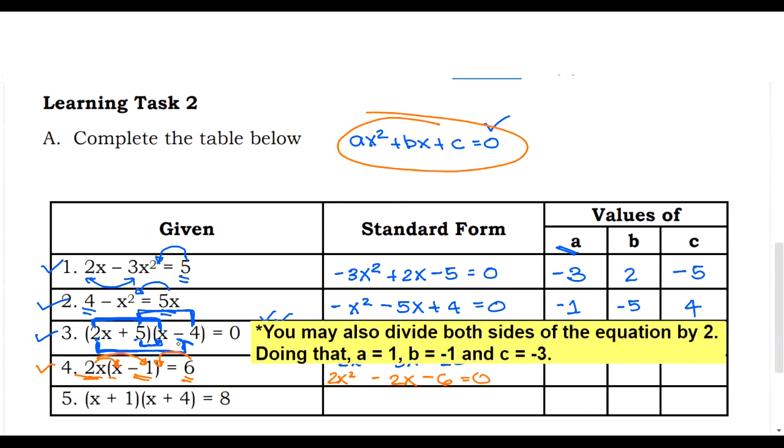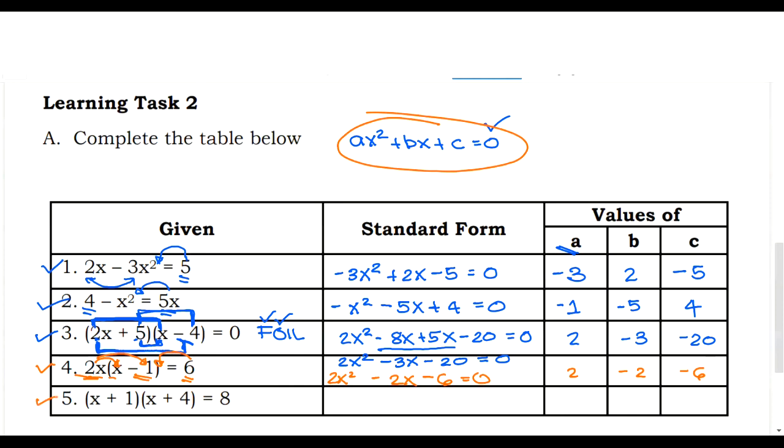So, what is A, B, and C? A is 2, B is negative 2, C is negative 6. Okay, let's have this last number. Okay, kamukha lang nito yung number 3. Yeah, because we have two binomials here. So, all you have to do is to apply the FOIL method. Okay, but don't forget, meron kayong 8 dito sa isang side. So, kailangan ilipat ko rin to dito.